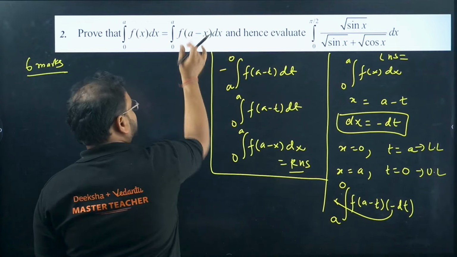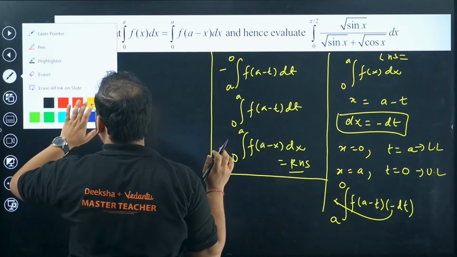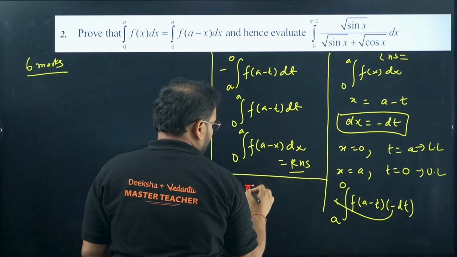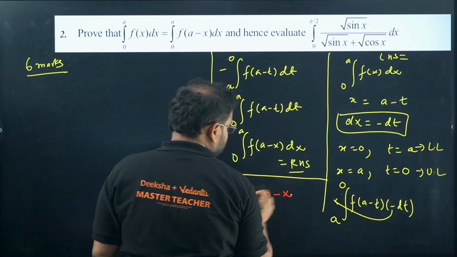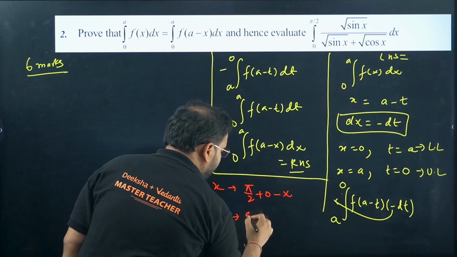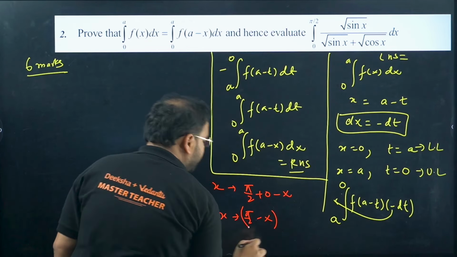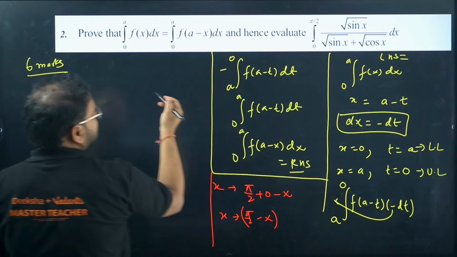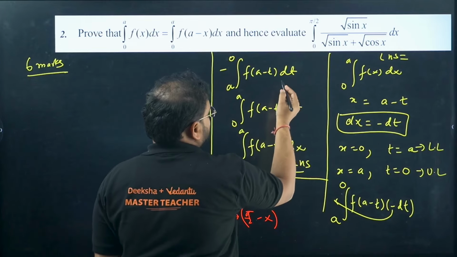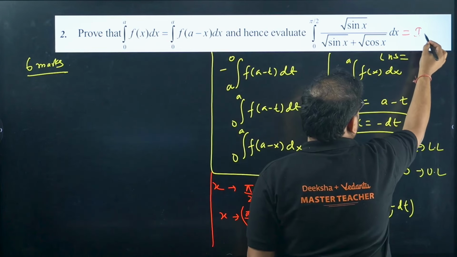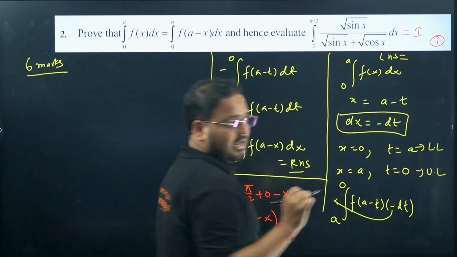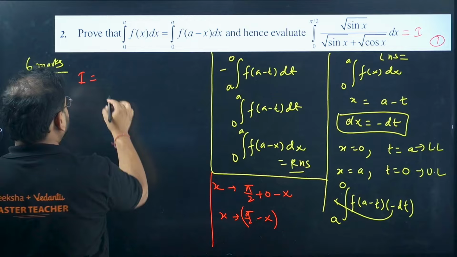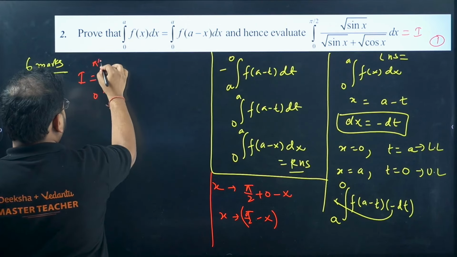Replace this variable, sorry, not function, x by the sum of the limits, pi by 2 plus 0 minus x. So you get x equals pi by 2 minus x. Replace it, please. So you'll end up with, if I take this as my integration I, and this is my equation number 1, I've taken over here only. Again, I'm going to write I one more time. Limit will remain same.